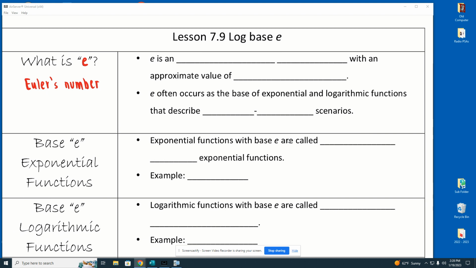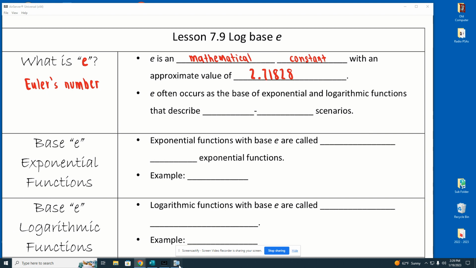It's almost just like pi. In fact, we call it a mathematical constant. It happens so often that it gets its own variable that we always refer to. And that value for E is 2.71828. Now that's rounded. It actually keeps on going.